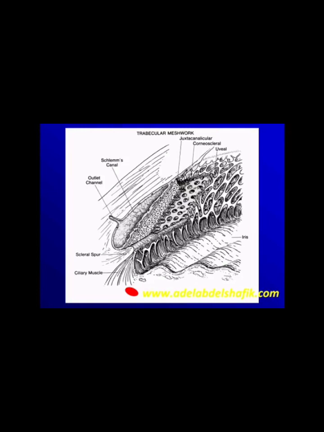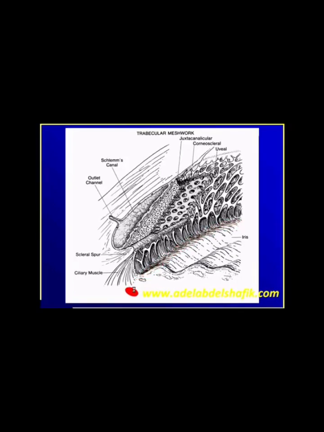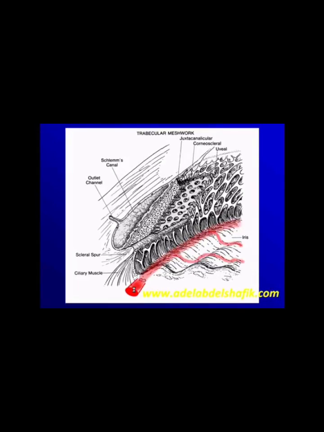This is the drawing of the angle. You have here the iris, and this is the ciliary recess, and this is the scleral spur, and this is the trabecular meshwork. This is the location of the major arterial circle. It is embedded in the ciliary body. It is not visible. It runs circumferentially like this. From this major arterial circle, we have these radial vessels running in the stroma of the iris toward the pupil.